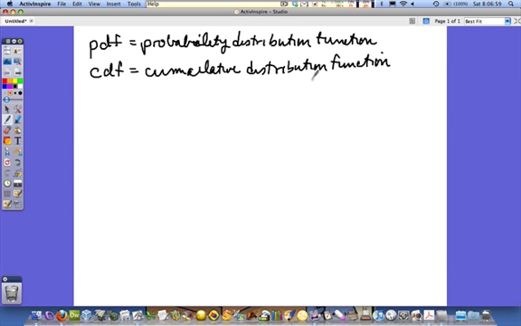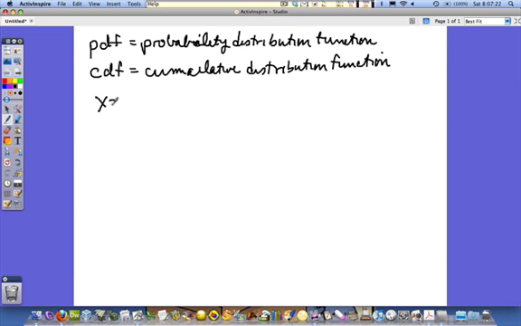Okay? A PDF is the function you want to use when you're finding the probability of exactly some certain number of successes. A CDF function is what you're going to want to use when you're trying to find the probability of a certain number or less of successes. So that might be a little confusing. So let's talk about the binomial random variable again.